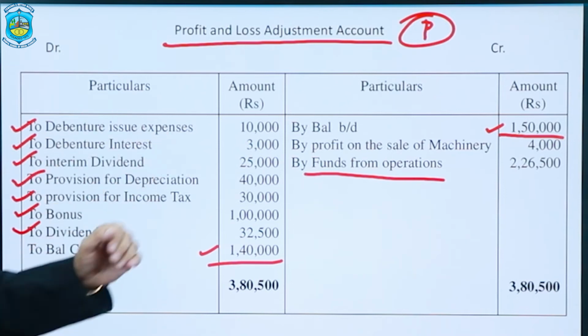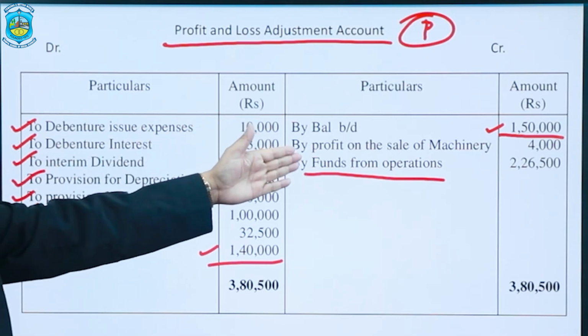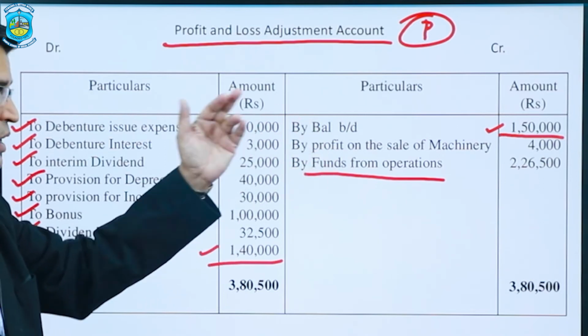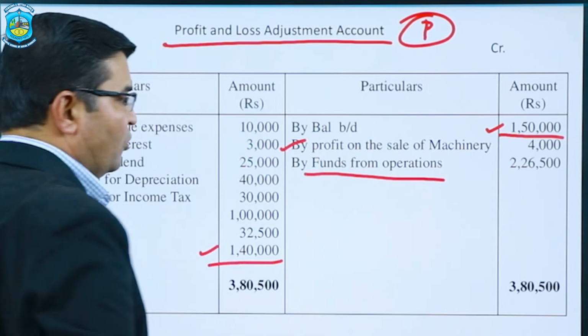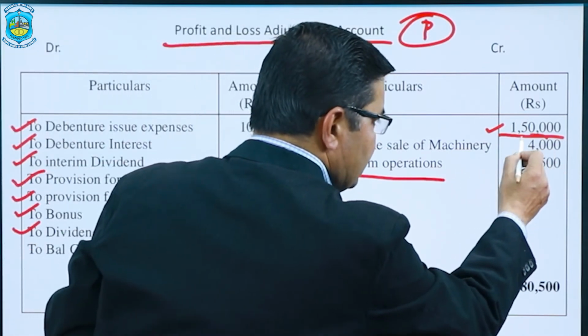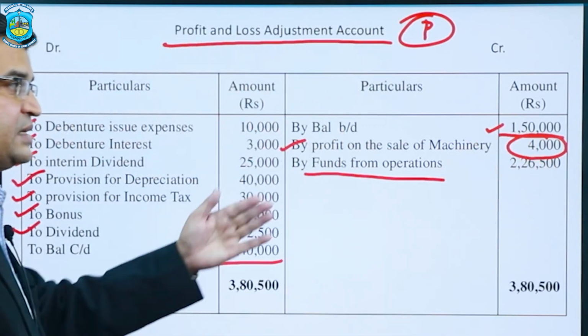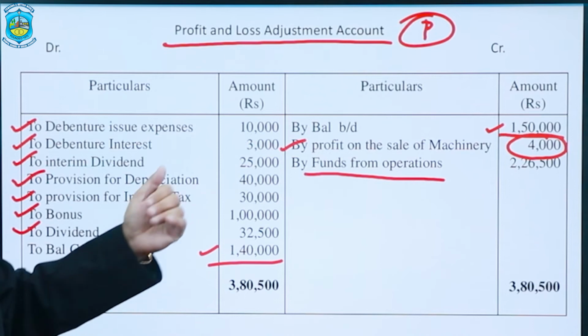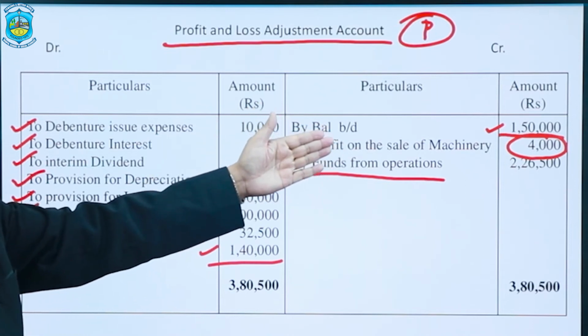On this credit side, we'll show all non-operating and non-cash incomes, in which the first is profit on sale of machinery. Whenever we prepare the machinery account, we will understand how we have calculated this 4,000 rupees. So this is actually part of the working note.